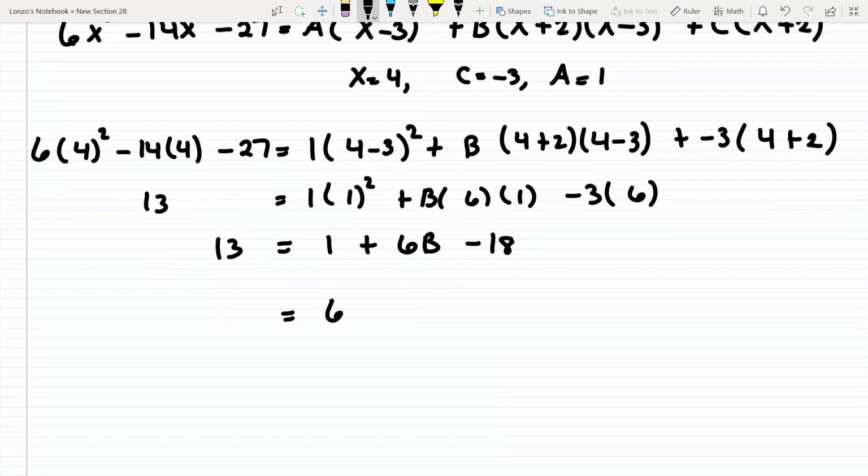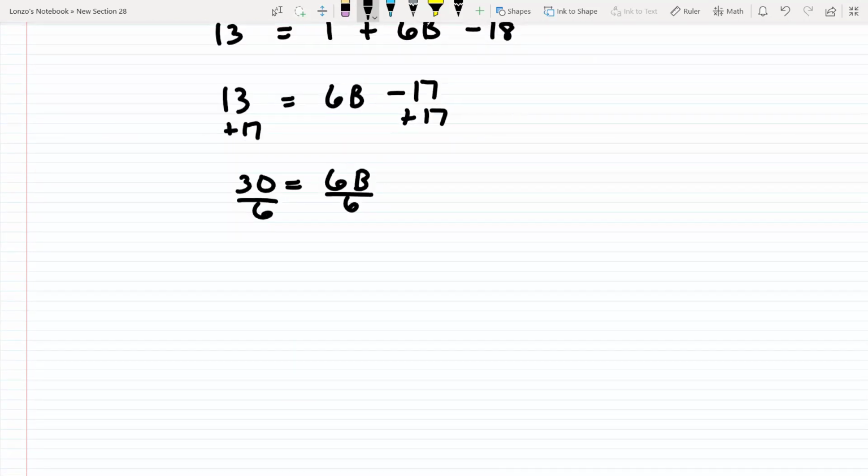So this is going to be 6b. 1 minus 18 is -17. Add 17, add 17. 17 plus 13 is 30. Divide this by 6. You get b equals 5.